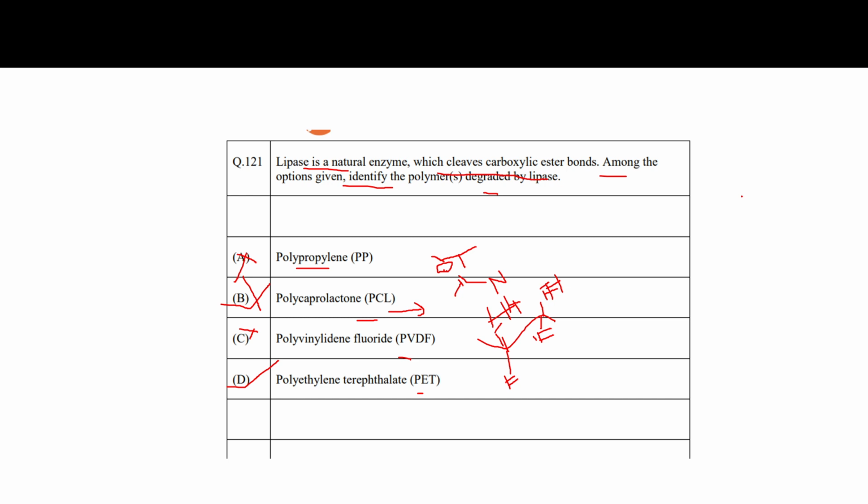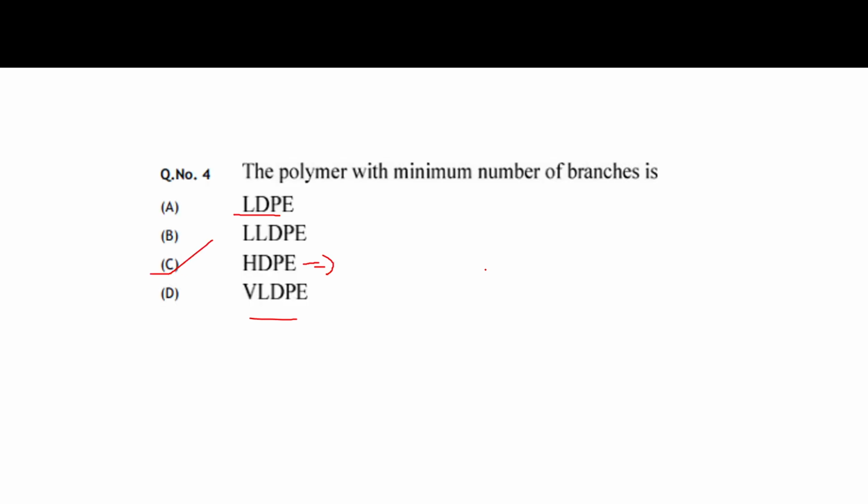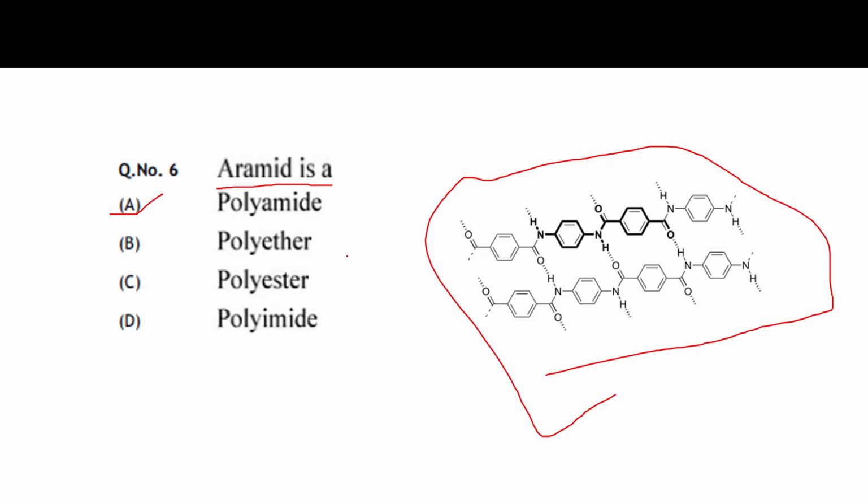Then we solve some problems, like lipase. Lipase is the enzyme which degrades the carboxylate, so it cleaves polyethylene terephthalate at the ester bond. So it will degrade this polyethylene terephthalate. Then we talk about branches. Among the branched polymers, high density polyethylene has the lower number of branches compared to all of these, because high density polyethylene has higher crystallinity and fewer branches.